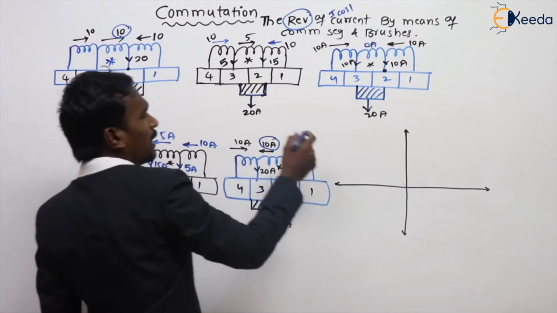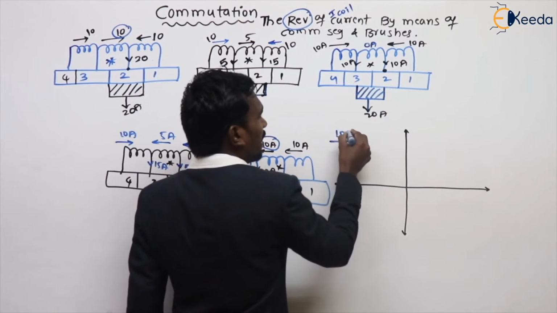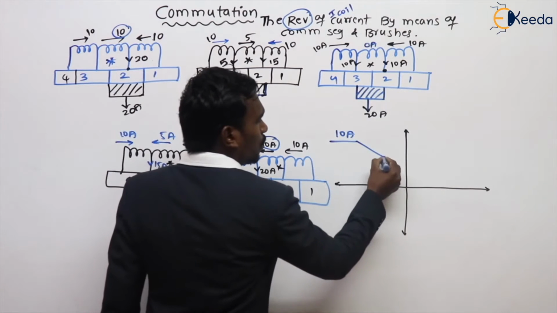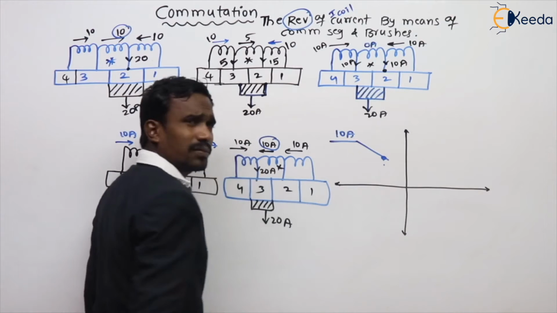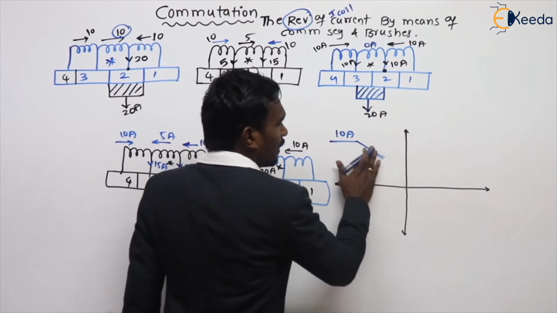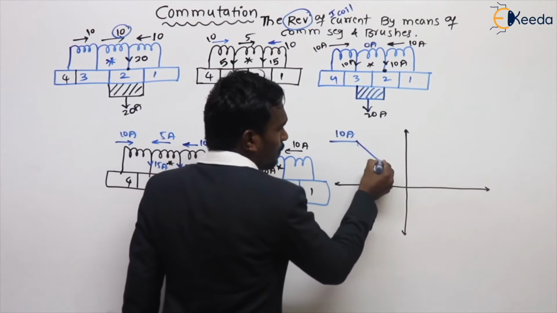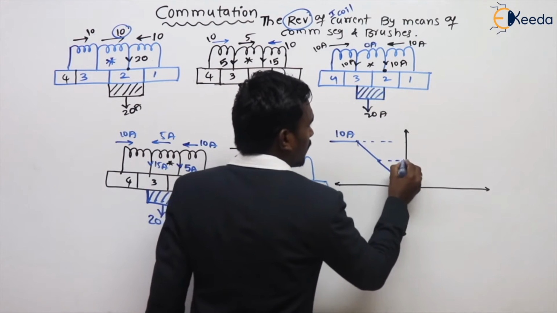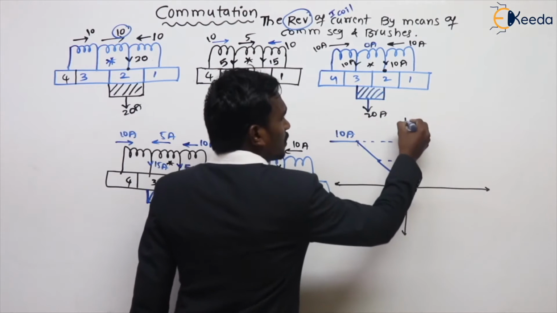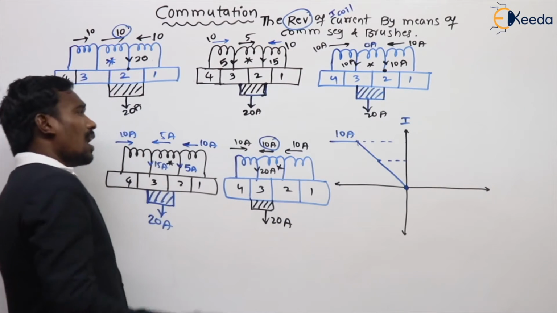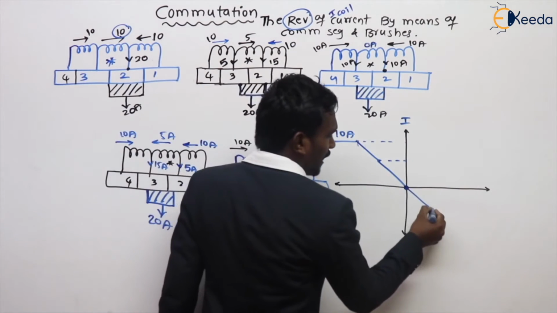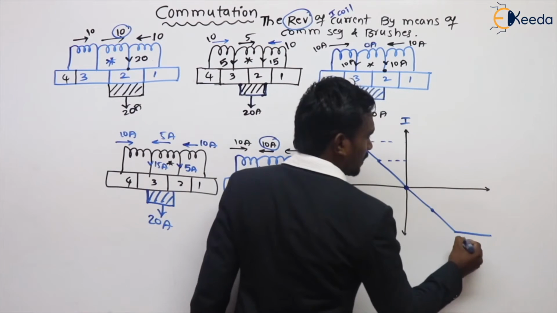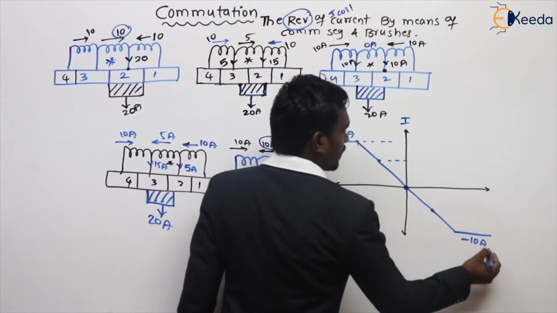Normally in this coil, we have 10 amperes of current. After some time, this goes to 5 amperes of current, then after that 0 amperes. This is 10 amperes, this is 5 amperes, this is 0 amperes. After that, minus 5 amperes. After that, again 10 amperes. This is minus 10 amperes.